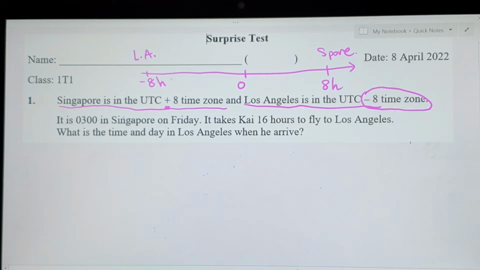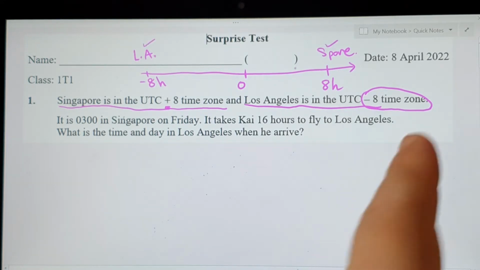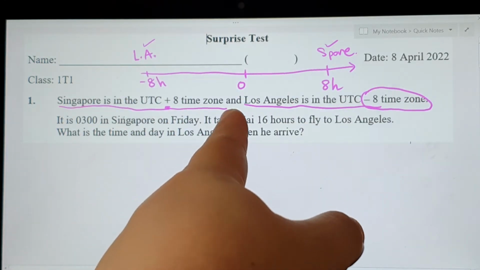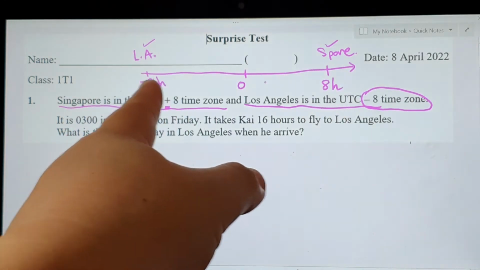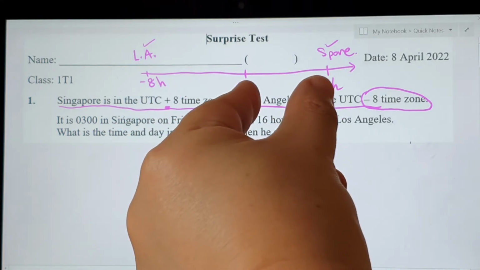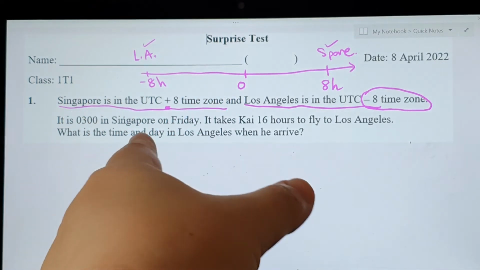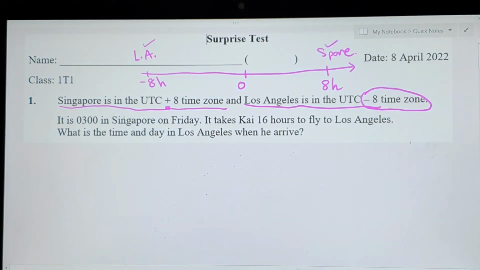Okay, now if you look at this picture, what is the difference between Singapore and LA? Singapore, the timing is faster than LA, right? So what is the time difference between them? There are 8 hours here, 8 hours here. So the time difference is 16 hours.